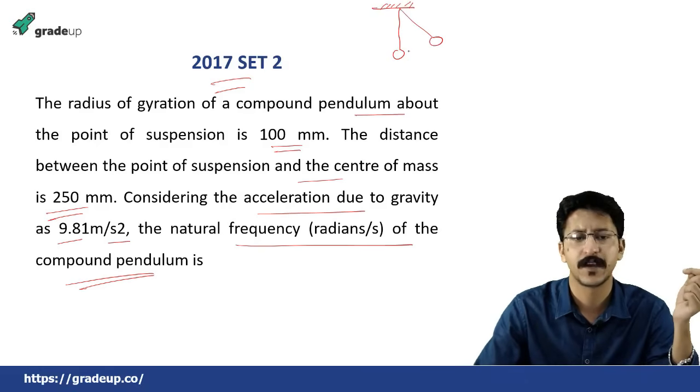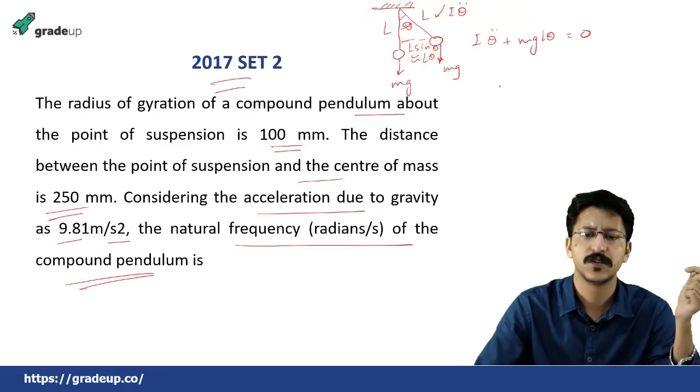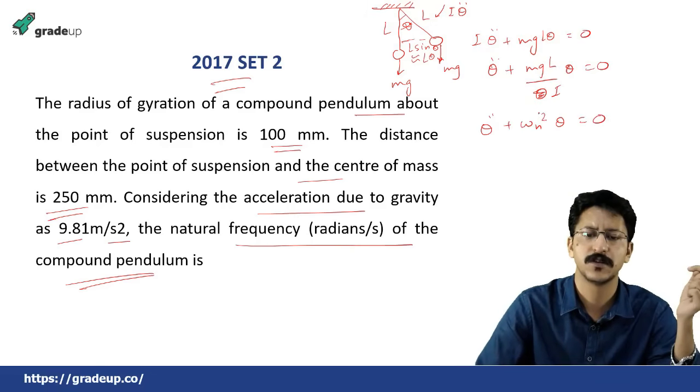Given a simple deflection like this, given the angle theta, this is m, force will be acting downwards, mg like this, this is L, this will be L sine theta approximately equal to L theta. So about this point, if we take the torque, there will be a restoring torque. I theta double dot plus mg L theta equal to 0, or theta double dot plus mg L by I theta equal to 0. Comparing it with the general equation theta double dot plus omega n square theta equal to 0, we get that omega n is equal to root over mg L by I.